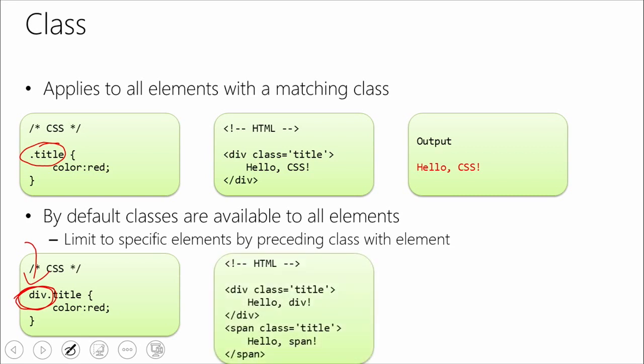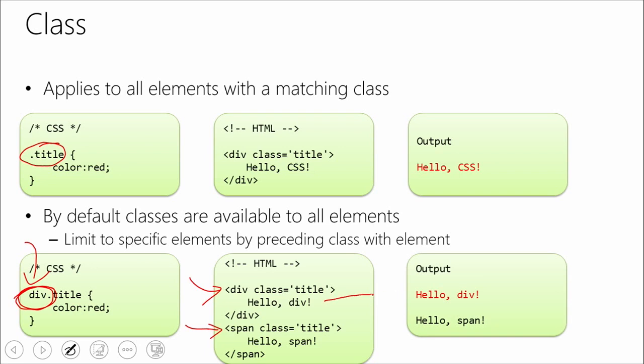So inside my HTML example, you'll notice that I've got a span tag here, and I've got a div tag here. So the result, when this is all printed out, is you'll notice that that will apply to my div, but it's not going to apply to my span. So my span is going to be whatever the default color is, but my div tag will actually have our hello div.